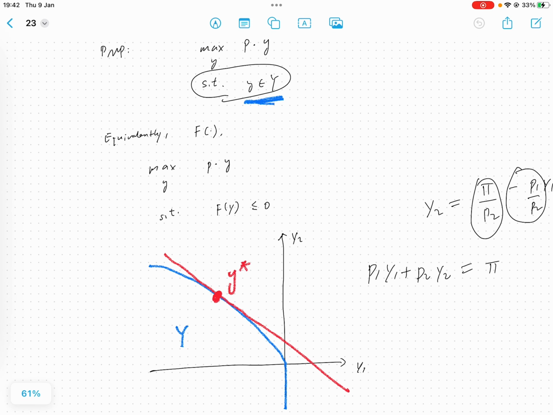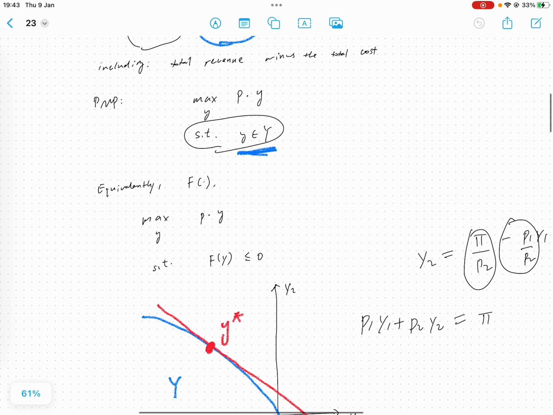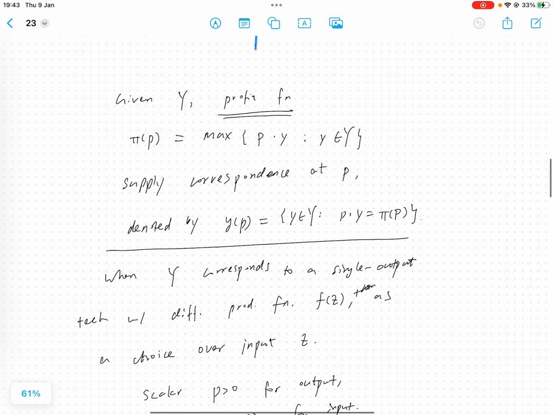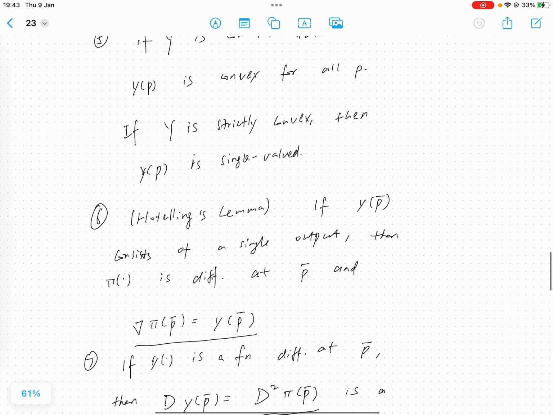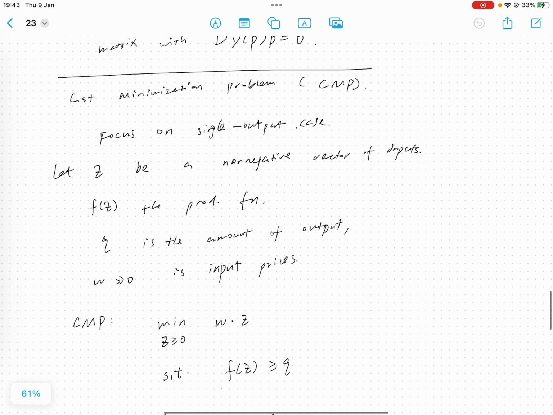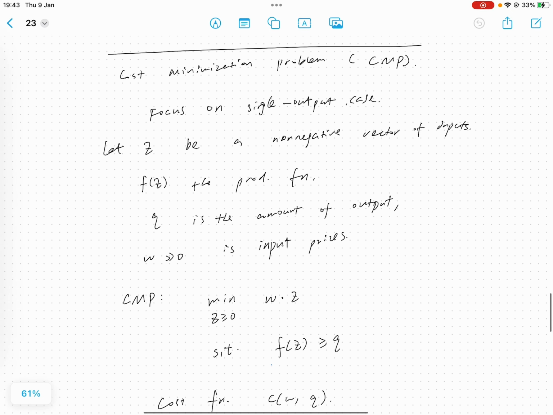So we have this price vector and y as a vector, with a constraint that y lies within the production technology of the firm. Today we're going to move on and discuss the dual problem to this, the cost minimization problem, CMP. We focus on the single output case for simplicity.